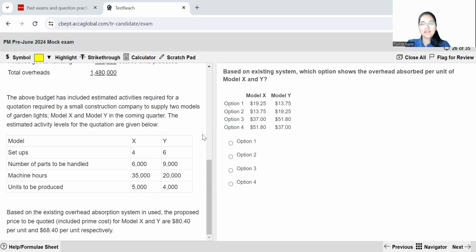The first thing that this asks you is based on the existing system, which option shows the overhead absorbed per unit of model X and Y. So over here, you have to find out the overhead absorption for model X and Y, and you need to select whichever option is giving you the correct cost for both of them. So let us work it out individually.